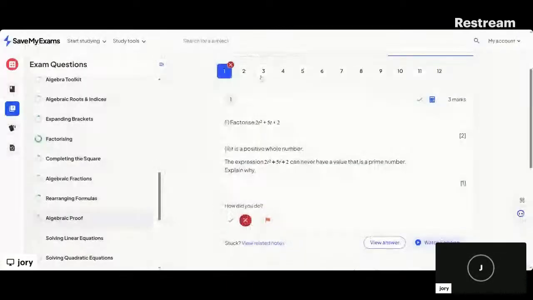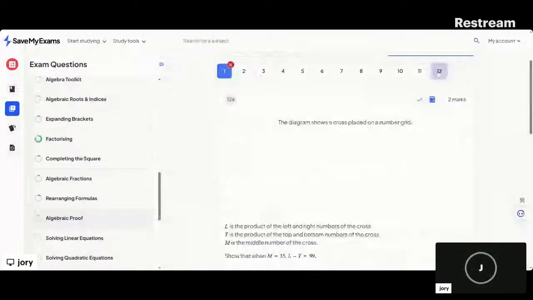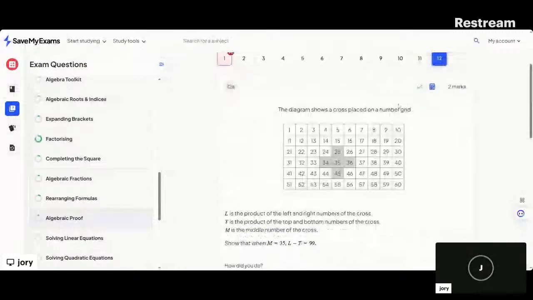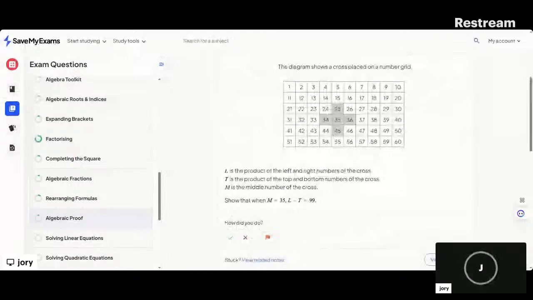I don't understand this. Shows a cross placed on a number grid. Good for you. L is the product of the left and right numbers of the cross. T is the product of the top and bottom. M is the middle. Show that M is 35.